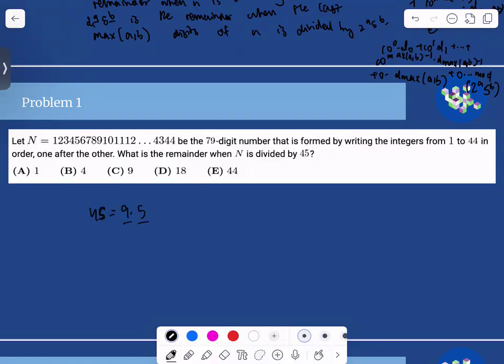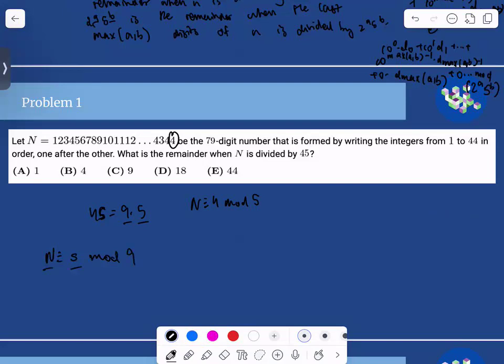And like the remainders when it's divided by 9 and 5. So first of all, you can note that this n is congruent to 4 mod 5 because the last digit is just 4. And then after that, you can note that n should be congruent to the sum of its digits s mod 9. N is congruent to the sum of its digits s mod 9.